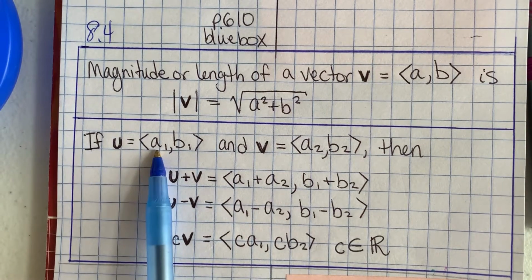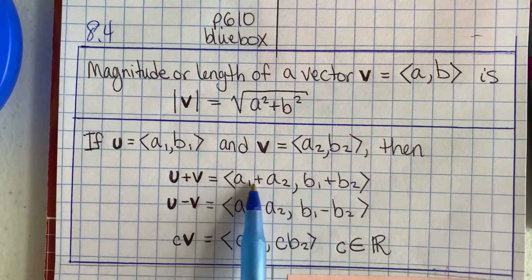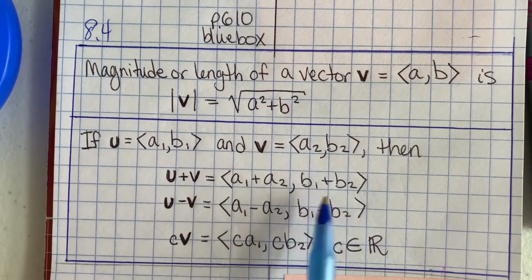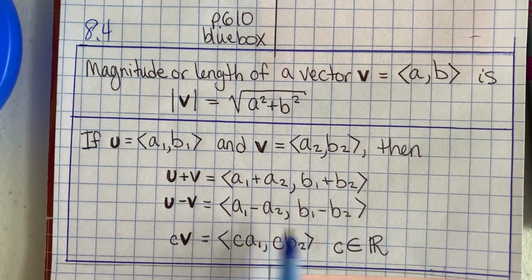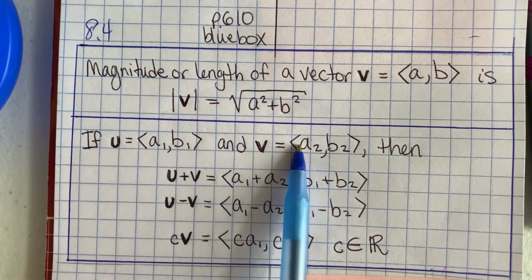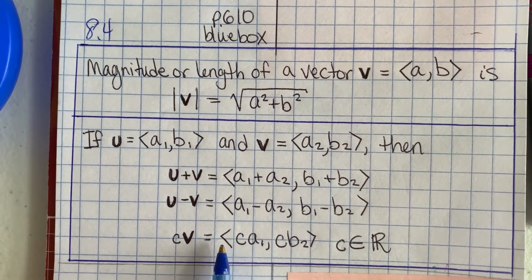So if u equals ⟨a1, b1⟩, and v equals ⟨a2, b2⟩, we can add them, and you're really just adding the two a's, and then you add the two b's, and that's your new vector answer. Subtraction, same thing, a1 minus a2, and then b1 minus b2. Keep it in order, of course, order matters.